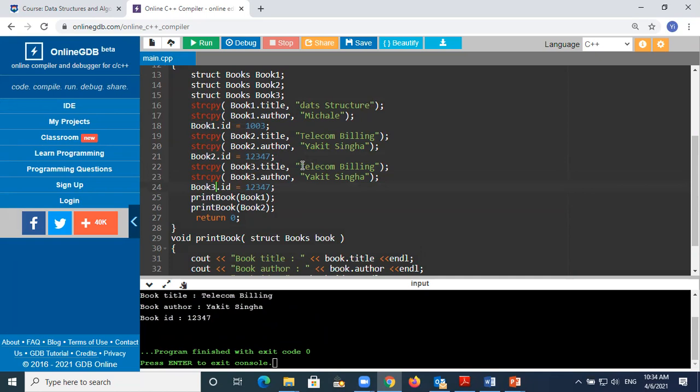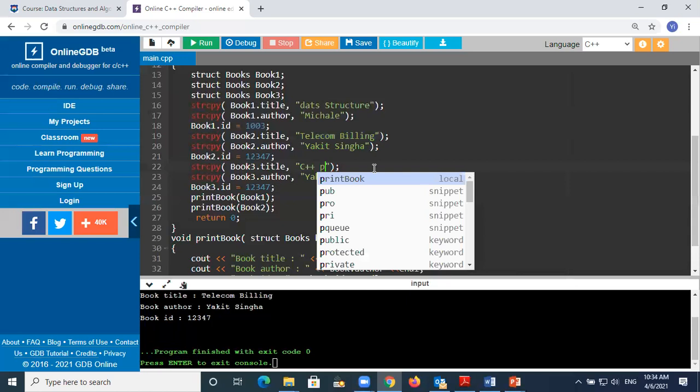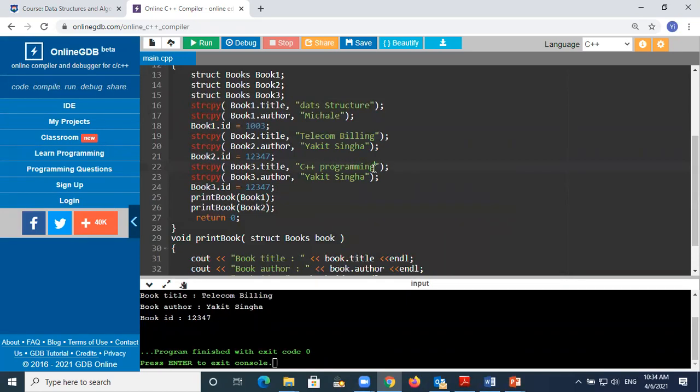Okay, so now maybe you change something here. For example, C++ programming. And then who wrote it? For example, Kenneth. Just write Kenneth, and then the book ID maybe 10157. So these are the book IDs here. So this is the book 3 information I have added.